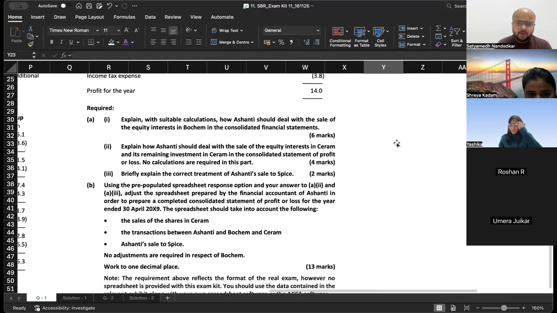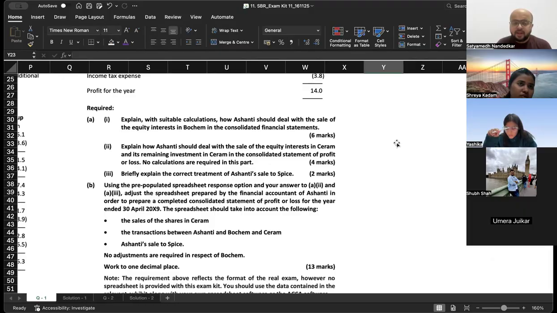What are you supposed to do? Explain with suitable calculations how Ashanti should deal with the sale of equity instruments in Bokem in the consolidated financial statements. Explain how Ashanti should deal with the sale of equity interest in Serum and its remaining investment in Serum in the consolidated statement of profit or loss. No calculations are required in this part. Briefly explain the correct treatment of Ashanti's sale to Spice. Using pre-pop, so 6 plus 4 plus 2, 12 marks.